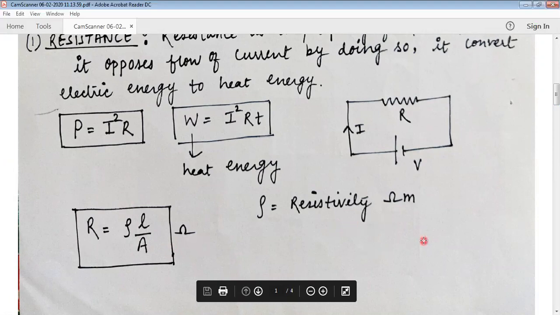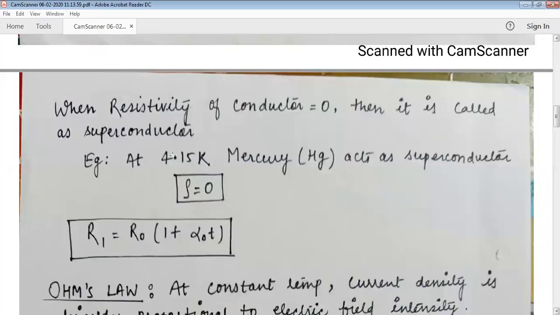When the resistivity of a conductor is 0, that conductor is called a superconductor. For example, at 4.15 Kelvin, mercury acts as a superconductor.